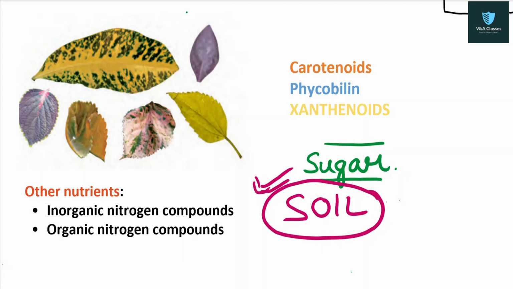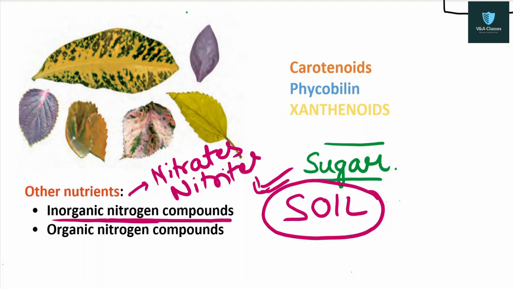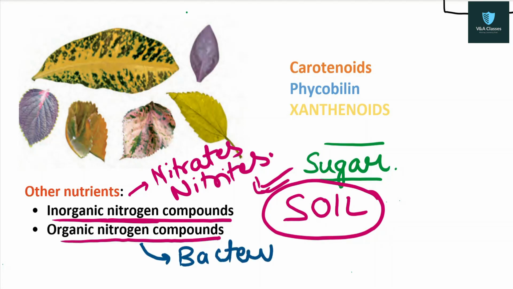So what are these? These are inorganic nitrogen compounds. Examples are nitrates and nitrites. And there are organic nitrogen compounds. What is the source of these? They are formed by bacteria. They convert the atmospheric nitrogen into these compounds. So these are the other important nutrients which the plant requires for its functioning.